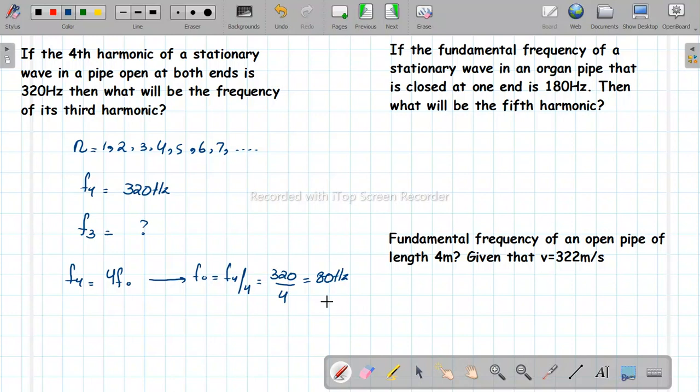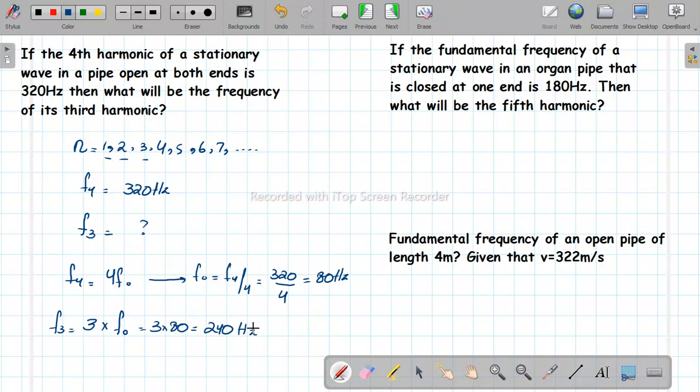Now that we know the fundamental frequency, how difficult is it to calculate the third harmonic? All we need to do is multiply the fundamental frequency with third value of n, which is 3. So f3 is 3 times f naught, that is 3 times 80, which is 240 hertz, right? This is how we get to the final answer relating to the fundamental frequency. Had they provided us with the velocity and the length, तो फिर हम वही पिछला वाला formula use कर देते. But इस case में it is easier to go this way.